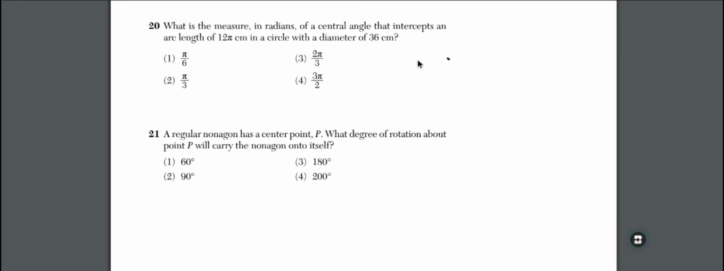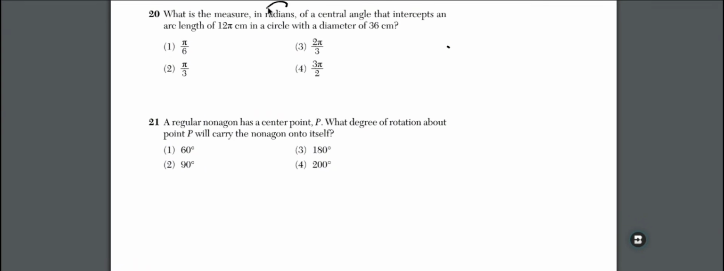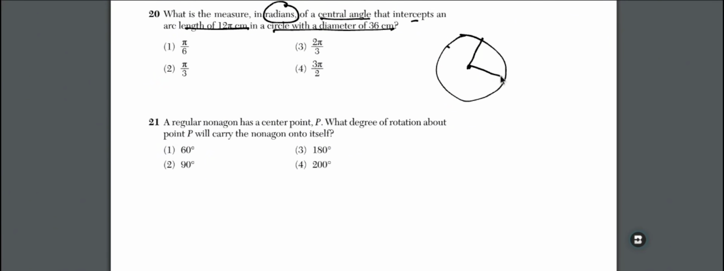Question 20 says, what is the measure in radians of a central angle that intercepts an arc length of 12 pi centimeters in a circle with a diameter of 36 centimeters? So, I have my circle, right? It is at a central angle and it intercepts an arc. And I need to find the value of my angle.